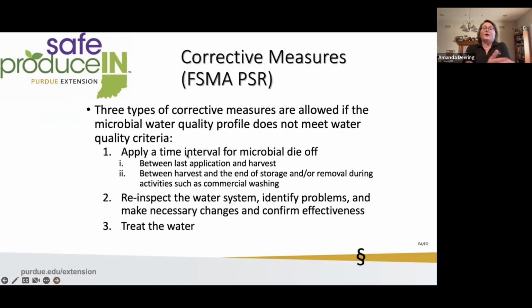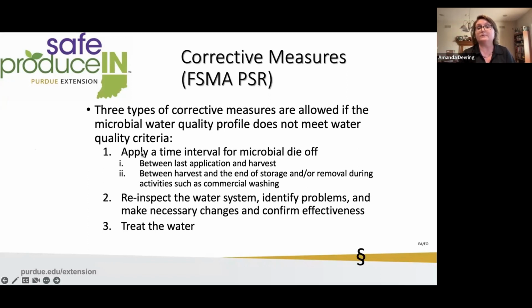So this is the Food Safety Modernization Act and the Produce Safety Rule. I shouldn't have put this up, just disregard it. We could get into that; I could do a whole hour just talking about that in itself. But that is usually for bigger growers who would have to comply. But we do have types of corrective measures that we can use if that water is over that 126 CFU per 100 mL.